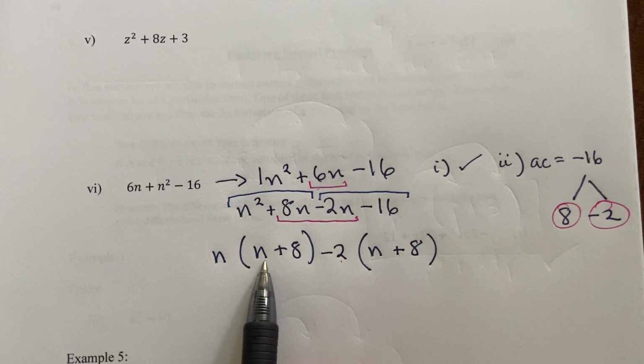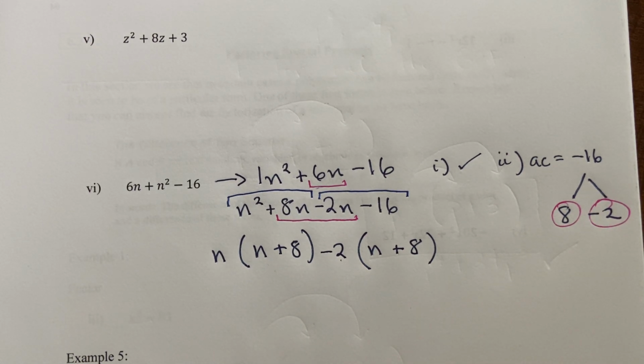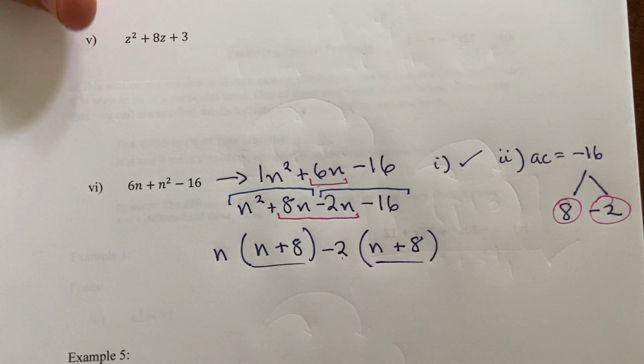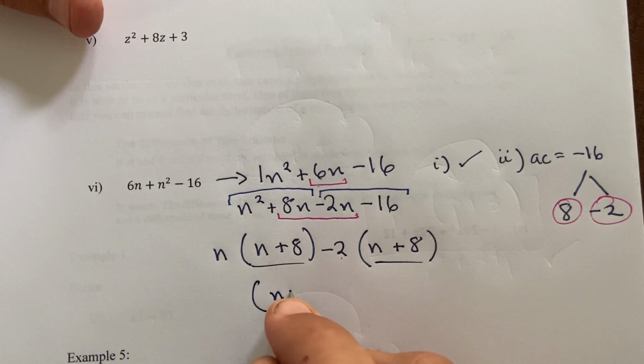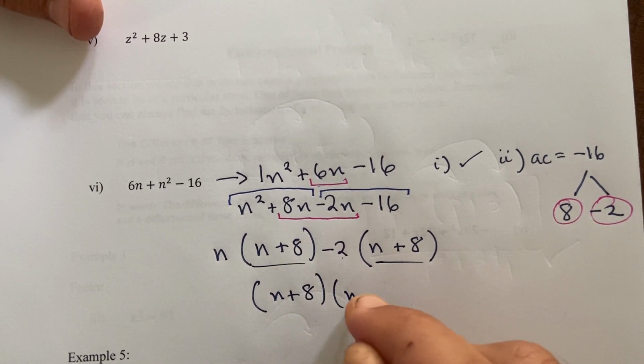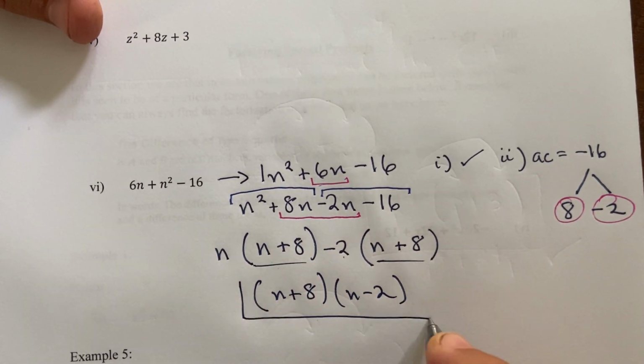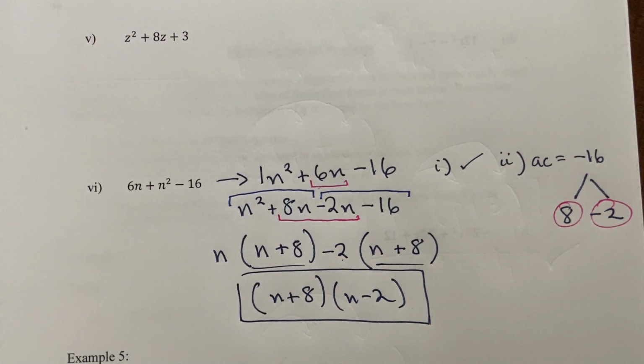It'll be the same as this if we're doing this right. Then factor out that commonality, n plus 8 times n minus 2. This is the factored version. Okay.